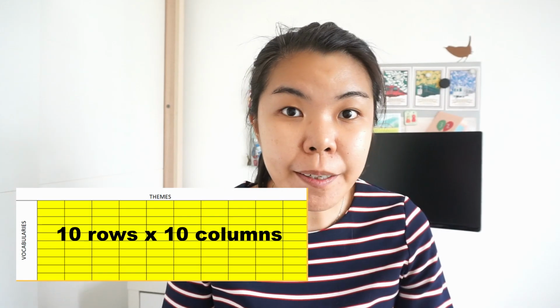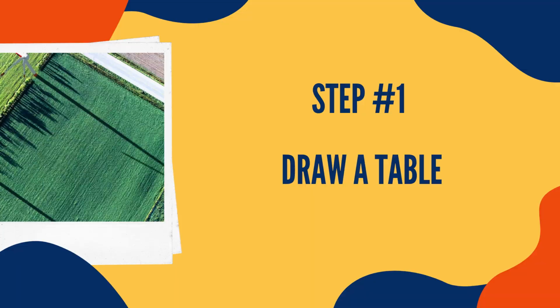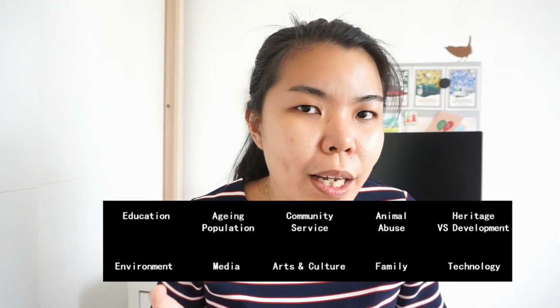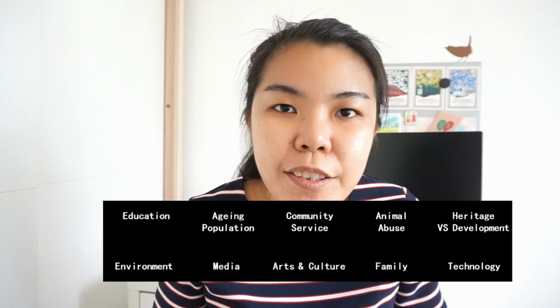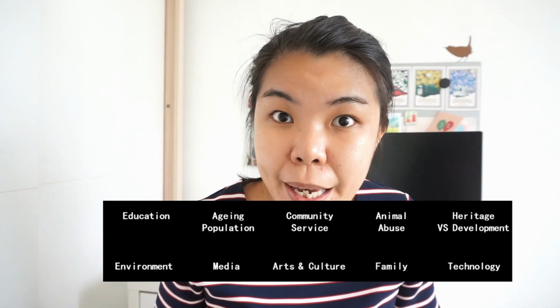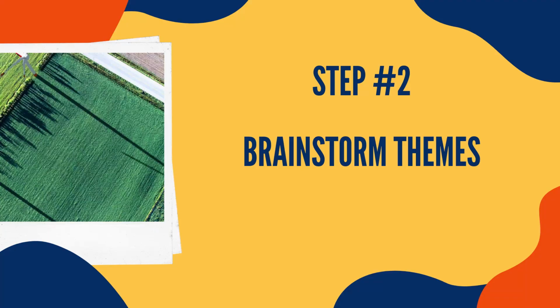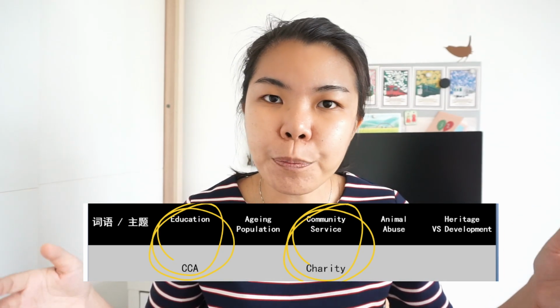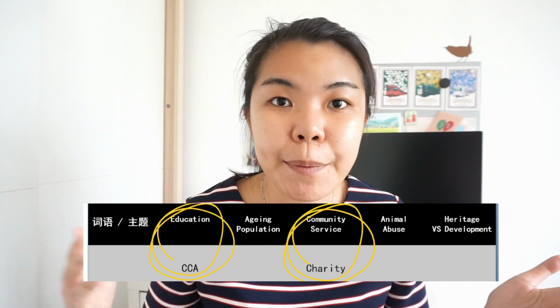First, draw up a table. Come up with 10 themes that you can brainstorm. It's not important for you to harp on what is important, what is not. The idea is to brainstorm and come up with as many themes as possible. Next, review these themes. If there are overlaps, try to put them together so that your themes are varied.